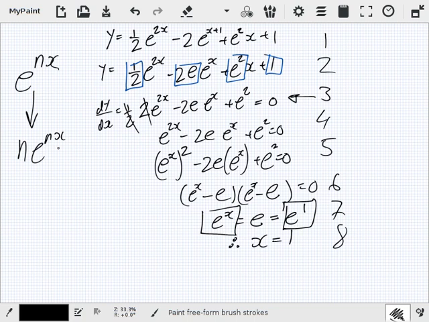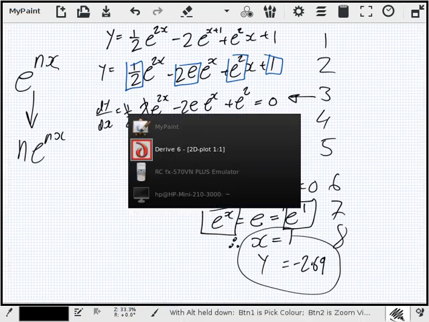We haven't got the y yet, have we? So it was minus e plus 1, minus 2.69. Oh, the half is in it. Yeah. All right. So that's the point. Let's see if that matches the graph. So 1 and minus 2.69.